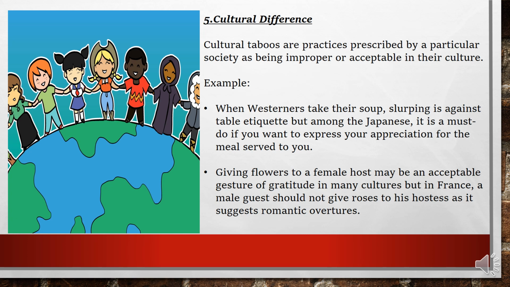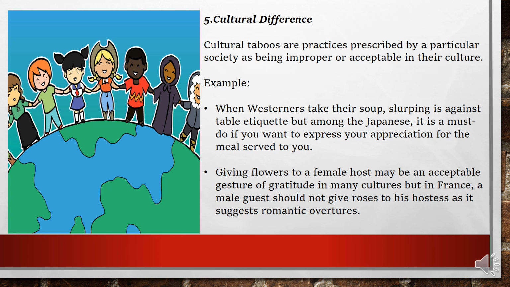When Westerners take their soup, slurping is against table etiquette, but among the Japanese people, it is a must do if you want to express your appreciation for the meal served to you. Another example, giving flowers to a male host may be an acceptable gesture of gratitude in many cultures, but in France, a male guest should not give roses to his hostess as it suggests romantic overtures.